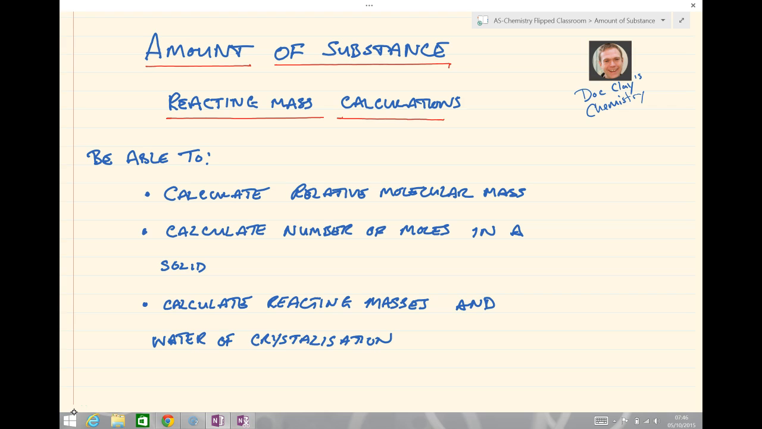Today we're going to be doing the subject of amount of substance, and importantly we're going to be looking at reacting mass calculations. So by the end of today's session we should be able to do the three following things. We should be able to calculate the relative molecular mass of a substance using the periodic table. We should be able to calculate the number of moles in a solid, and we should also be able to calculate reacting masses and also reacting masses when they include water of crystallization calculations. So, let's get going.